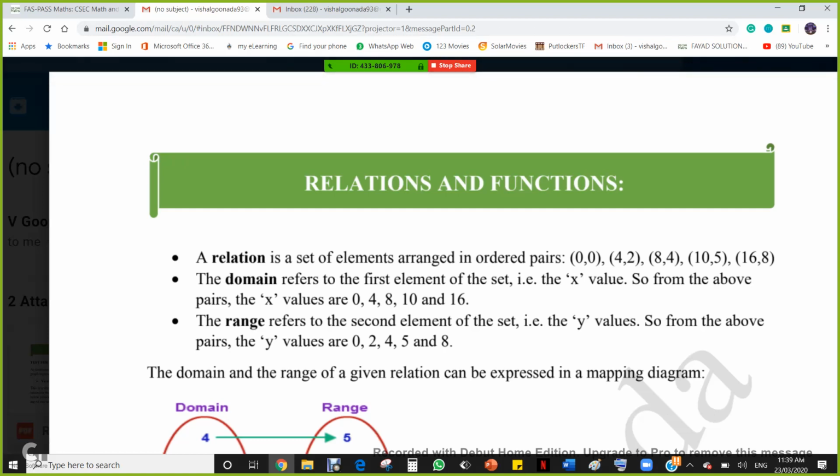Okay, so the domain refers to the set of first elements. So in other words, it's called the x value. So that is the x value. So from above, the x values would be, as you can see here, 0, then 4, then 8, 10, 16.